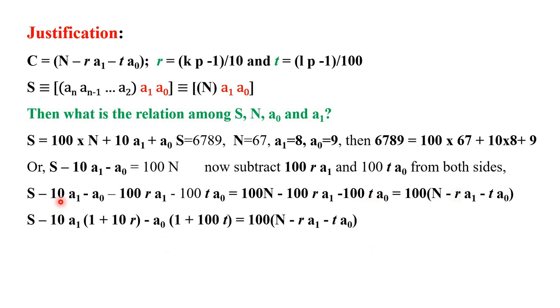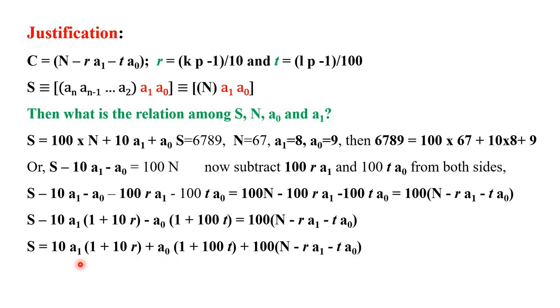Here you can take common 10A1 from this value and that value. So you get 1 plus 10R from here. And you can take common A0 from these two terms, you get 1 plus 100T. And on your right, this 100 times N minus RA1 minus TA0. Okay. So now you bring all the terms except S from left to right to get this: 10A1 into 1 plus 10R plus A0 into 1 plus 100T plus the right one, 100 times N minus RA1 minus TA0.